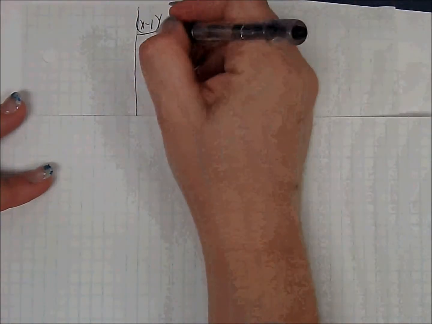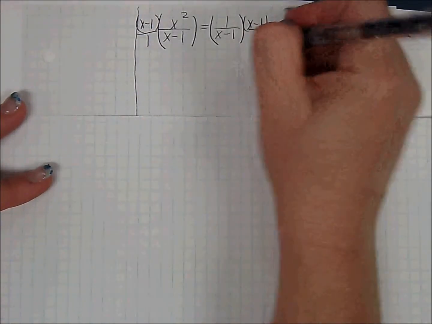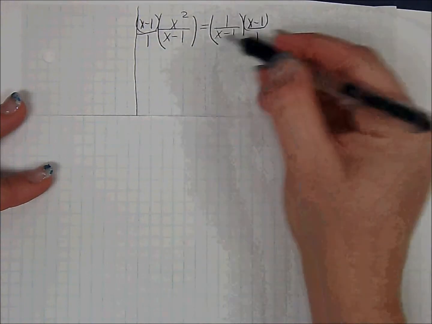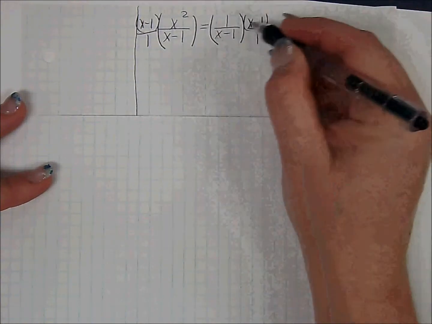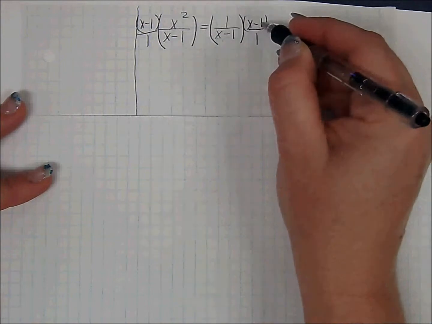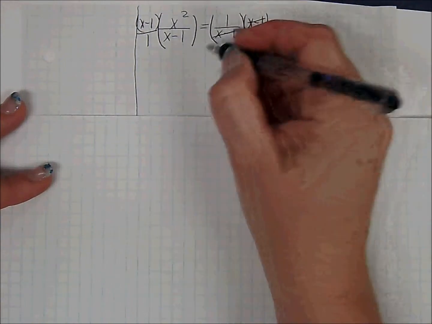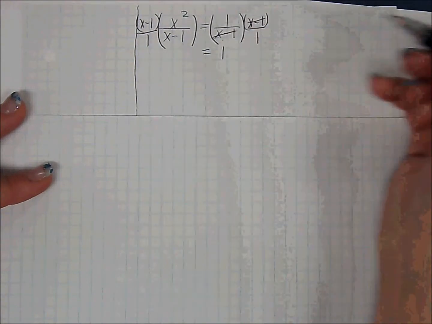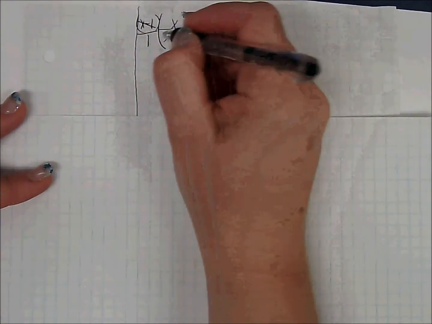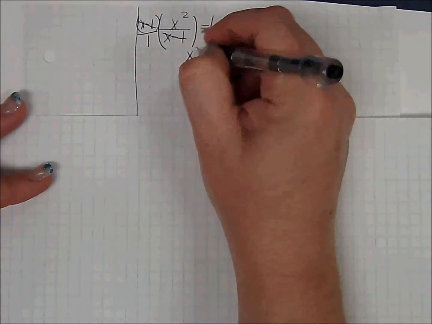And here, remember again, we would write it over 1. And you can see there's an x minus 1 on the top and on the bottom. So x minus 1 divided by x minus 1 is a 1. And we're left with 1 divided by 1, which is 1. Over here, x minus 1 and x minus 1, we're left with x squared.